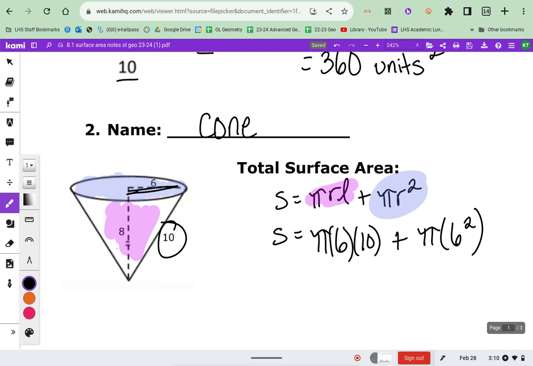By the way, the pi button on your calculator is if you push the blue button and then you push the button underneath clear. That's where the pi button is.